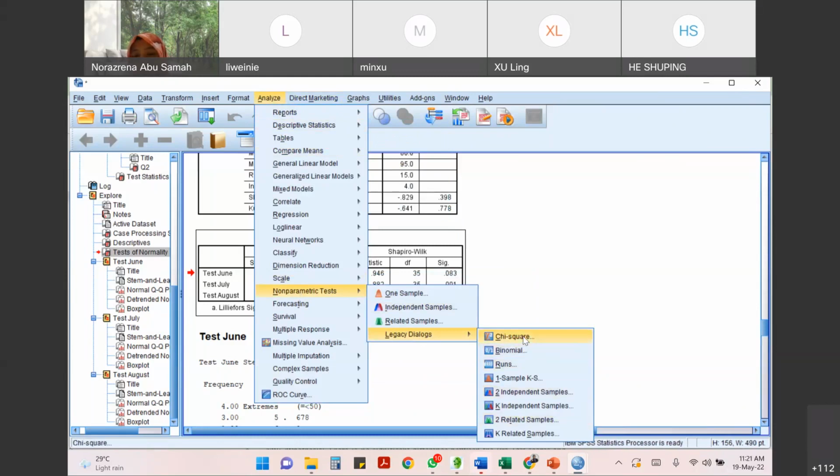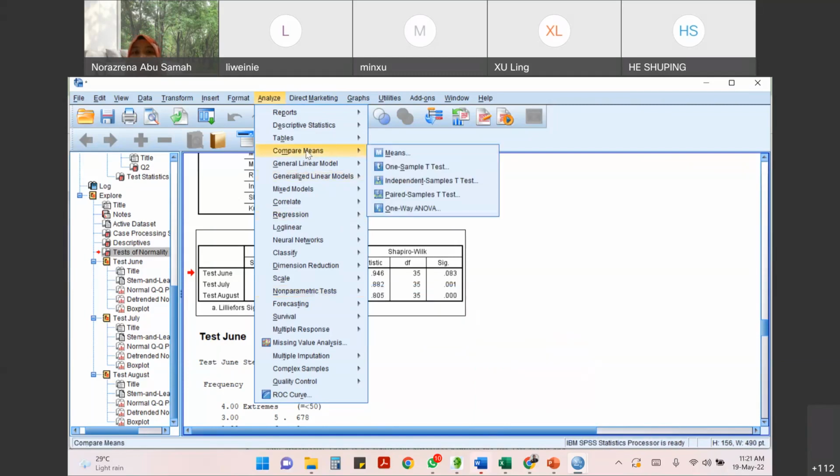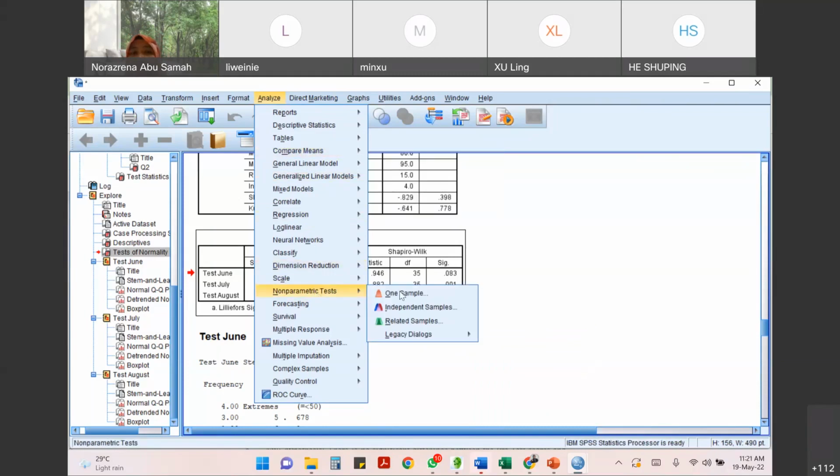Okay, the chi-square is here. This is for one sample. Like I said before, you don't have to remember what the name is, as long as you understand what is stated here. One sample is for one sample. Okay. This is the parametric one-sample t-test. The non-parametric one is one sample here.